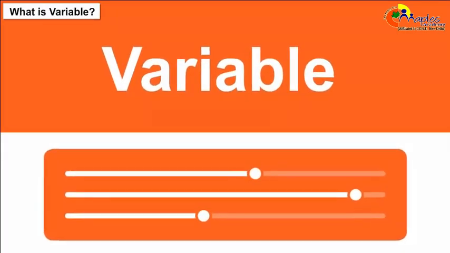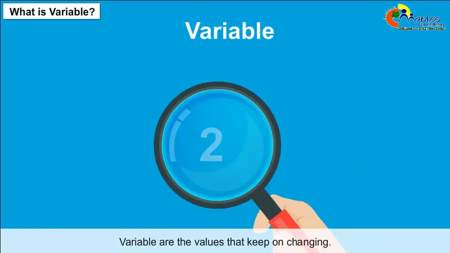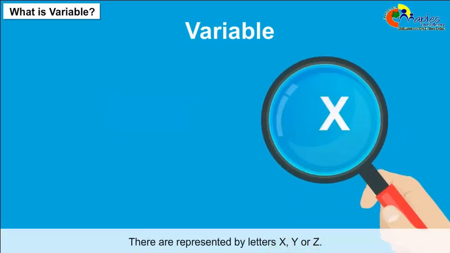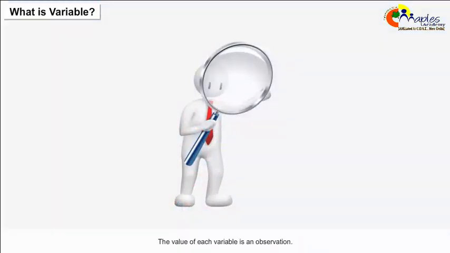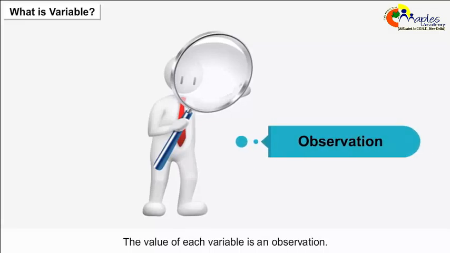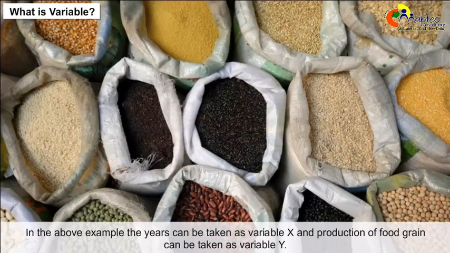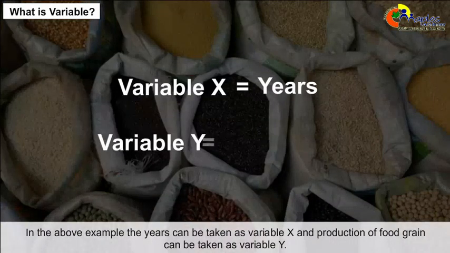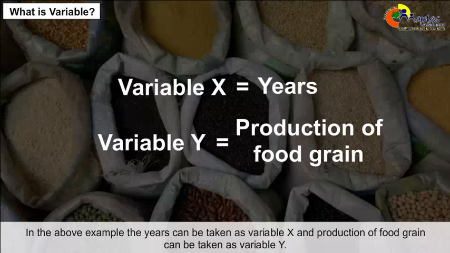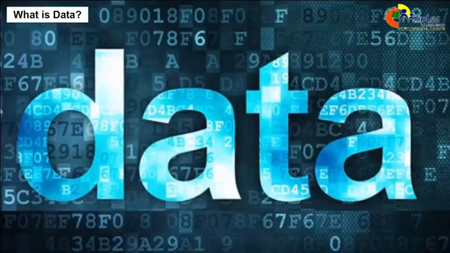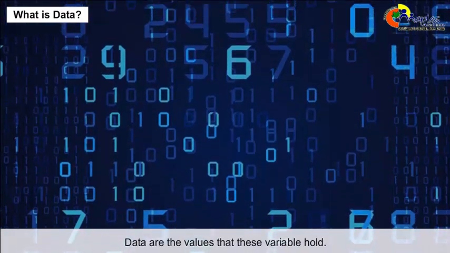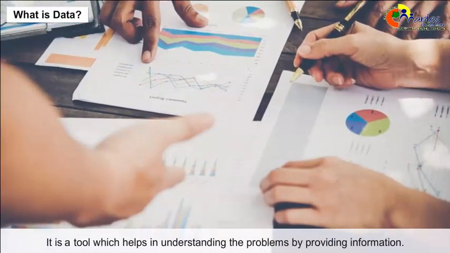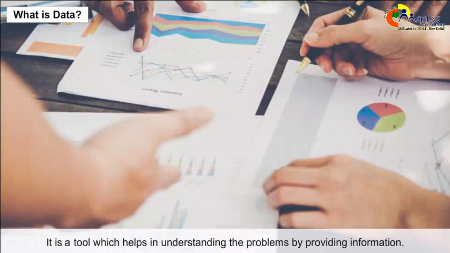What is a variable? Variables are the values that keep on changing. These are represented by letters X, Y or Z. The value of each variable is an observation. In the above example, the years can be taken as variable X and production of food grain can be taken as variable Y. What is data? Data are the values that these variables hold. It is a tool which helps in understanding problems by providing information.